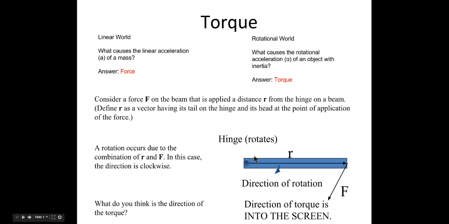Okay, so if we've got, for example, this rod, and it's going to spin in this direction because it's being held down right here by a hinge, and we apply a force to it, that force is going to apply what we call a torque onto this rod. We're going to talk about the direction of that torque being into the screen or into the page later on in class.